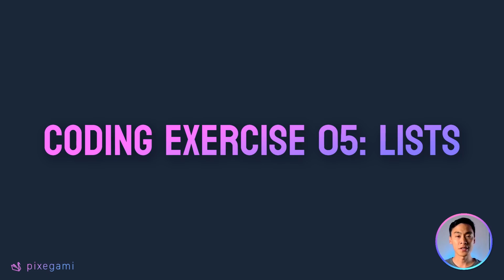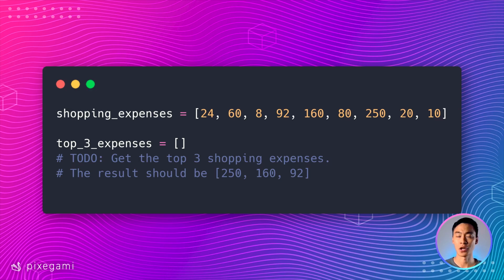So now you've learned about lists, it's time for another coding exercise to apply what you've learned. Imagine you have a list of shopping expenses for the last month, and we want to find the amount of the top 3 biggest expenses, and we want that as a new list. So how would you do that using the things you've learned in this chapter? For example, if this is your list, then the top 3 expenses are 250, 160, and then 92. The result that we want is a new list with those 3 numbers. How do we do it using the list operations that we've learned in this chapter?